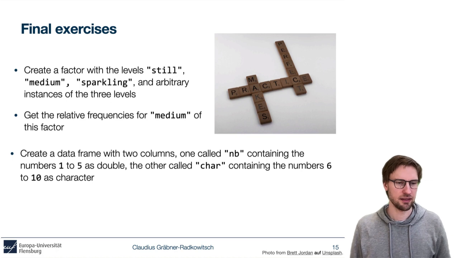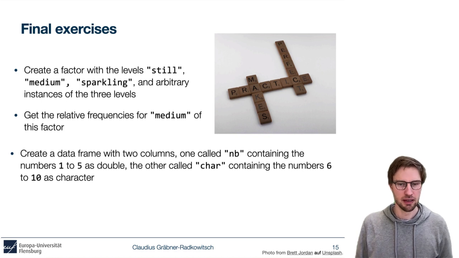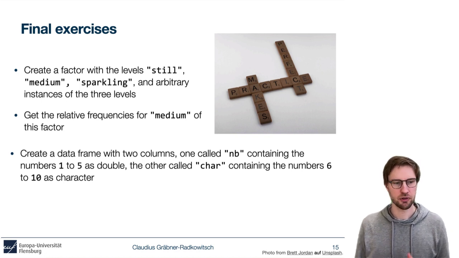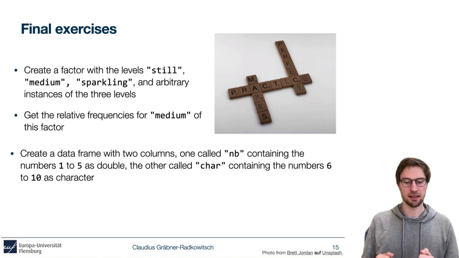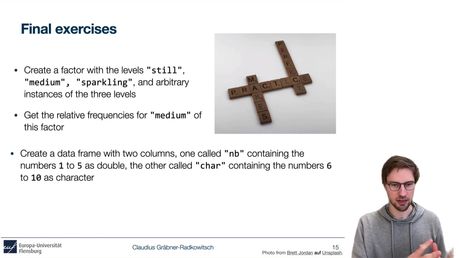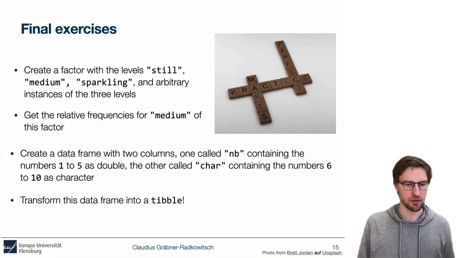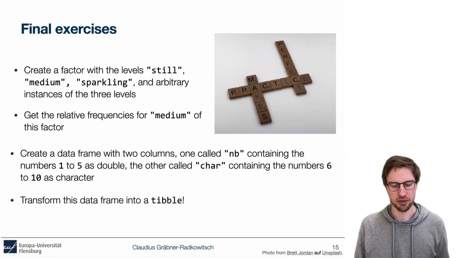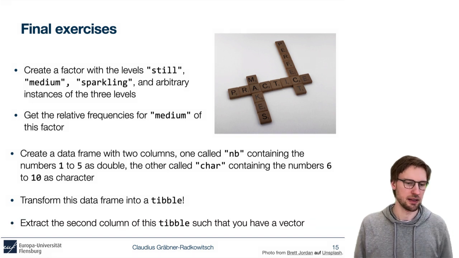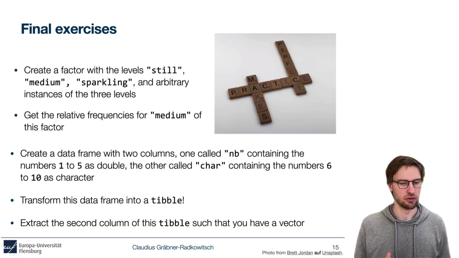Then the next task is to create a data frame with 2 columns, one called NB containing the numbers 1 to 5 as double, and the other called car containing the numbers 6 to 10, not as double but as characters. So here you need to learn a little bit how you can transform the types of single columns in a data frame. Then next step, transform this data frame into a tibble. That should be easy. And then last point, extract the second column of this tibble such that you get a vector, not a tibble.